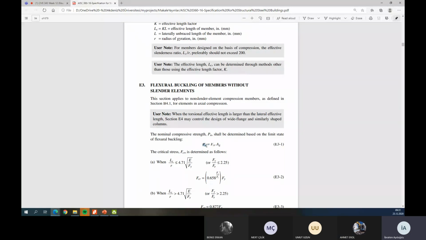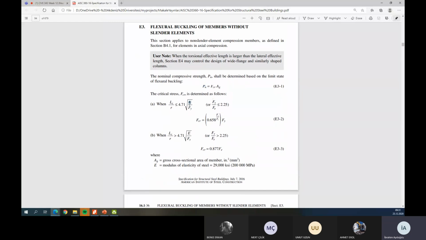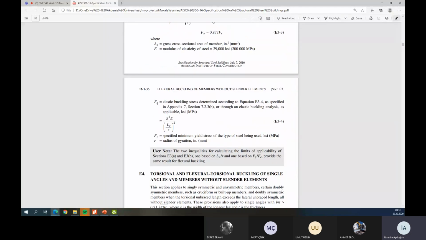Now we are computing this nominal force. You can see in the formulation, E is the modulus of elasticity, Fy is the yield stress. American standards prefer to use the F notation instead of sigma, so this was sigma y. And Fe, the elastic buckling stress, is calculated with this formulation.